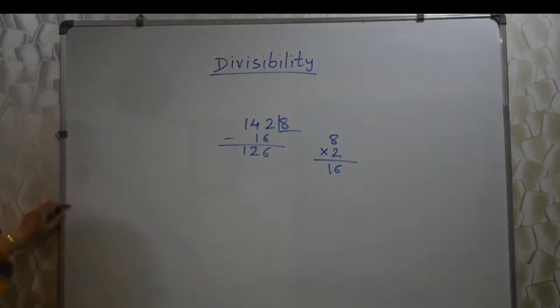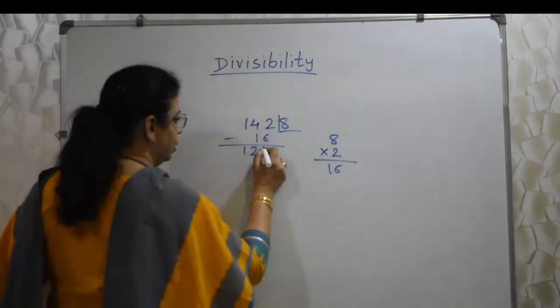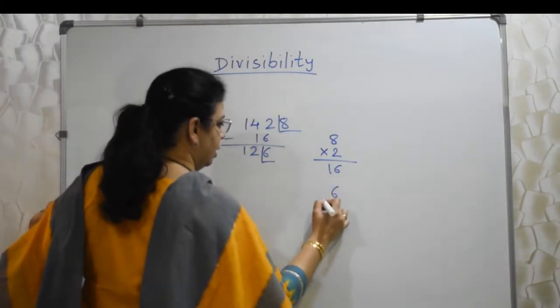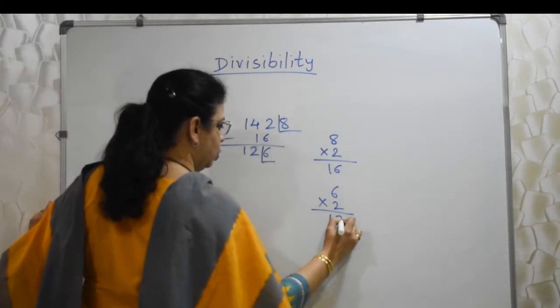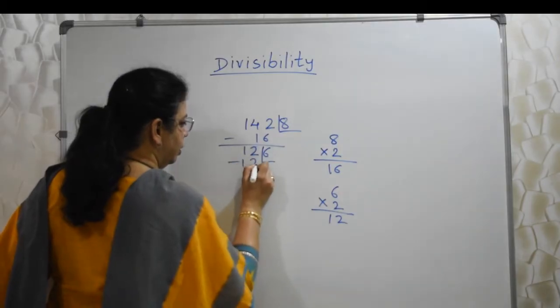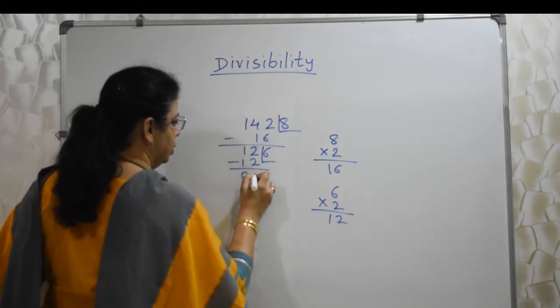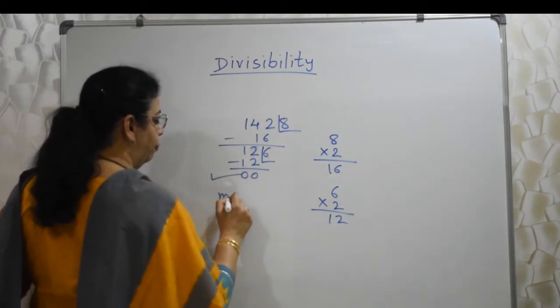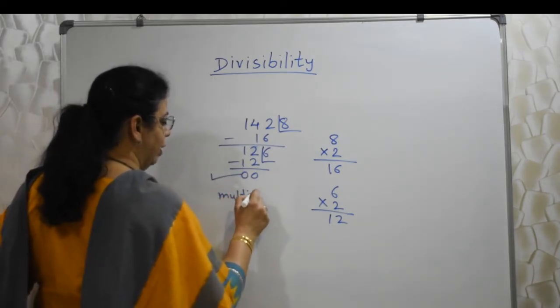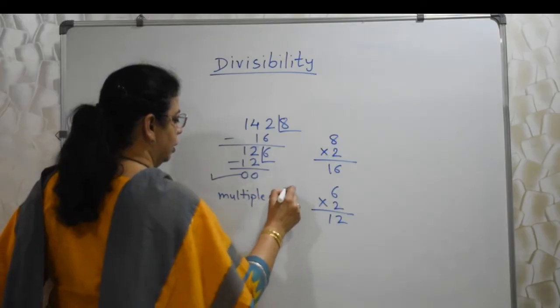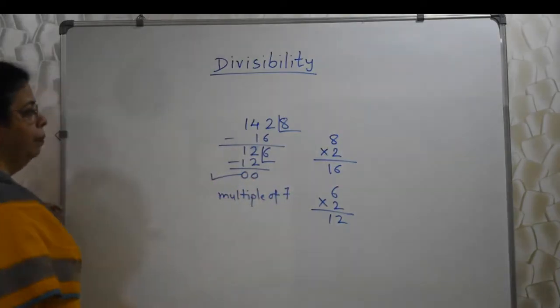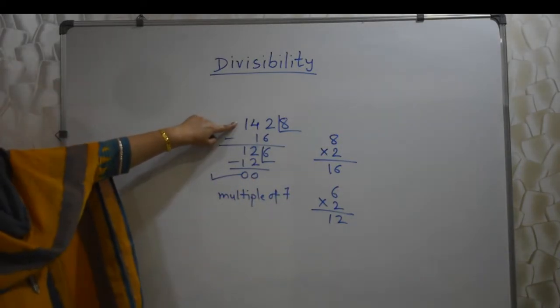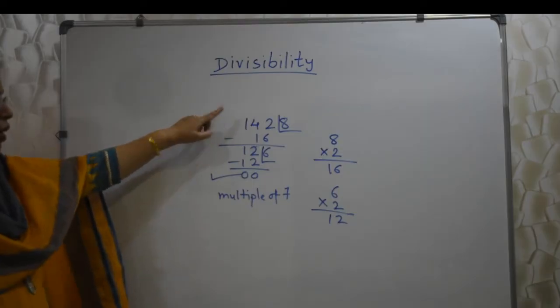We get 126, right? Then again take this units place out. 6 multiplied by 2, 12. Subtract from the remaining numbers, we get 0. If you get 0 or a multiple of 7 here, then the original number is said to be divisible by 7, otherwise no.